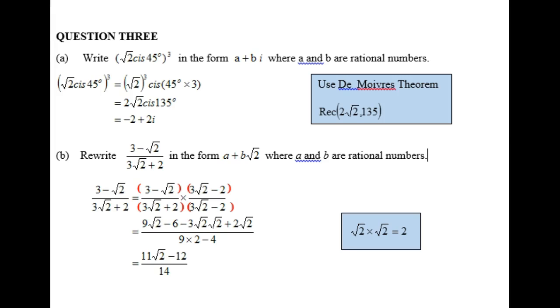In part B, to use the conjugate to simplify this question, put some brackets in. And if you put your brackets in, then you can expand all the terms, dealing with surds such as root 2 times root 2 equals 2. And hopefully it'll just all fall out and get 11 root 2 minus 12 over 14.